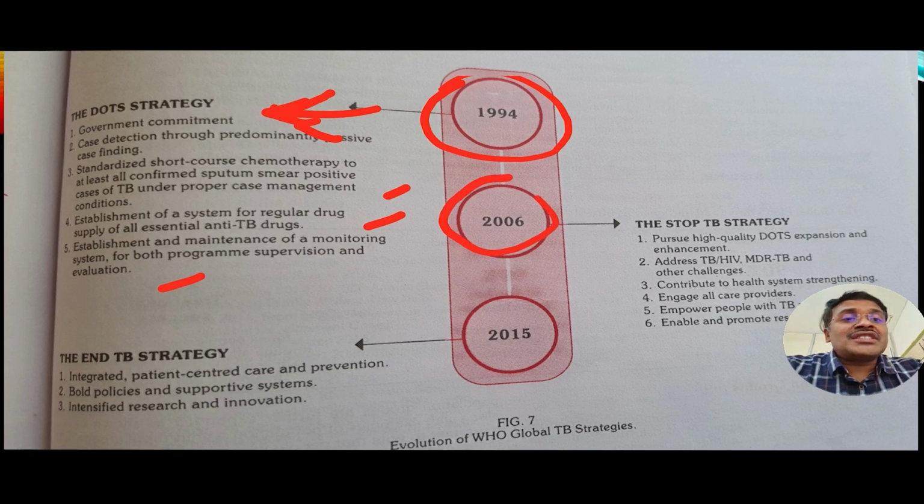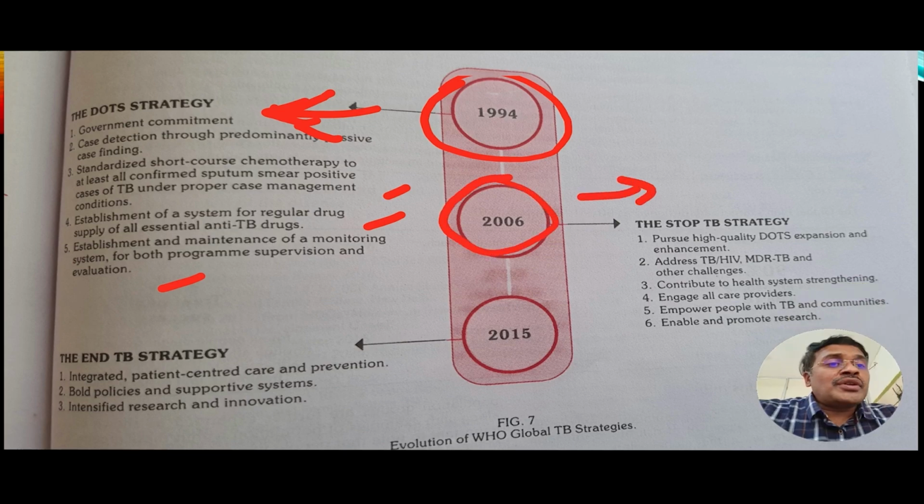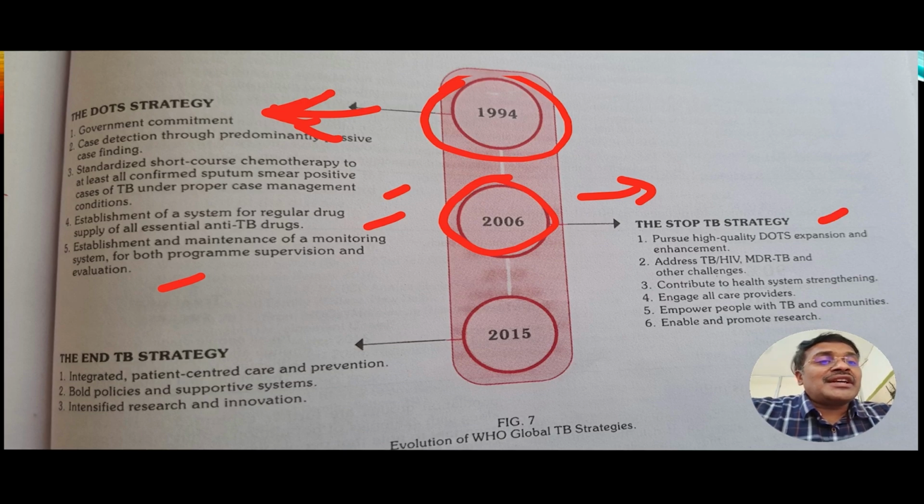Thereafter in 2006 came the Stop Tuberculosis strategy. Pursue high quality DOTS expansion and enhancement. Here the problem of drug resistance came. So address tuberculosis, HIV, multi-drug resistant tuberculosis, then contribute to health system strengthening, engage all providers. Means not only government, the private healthcare providers will also be engaged in this program, because at that time in 2006, the major problem for failure of tuberculosis treatment was that private practitioners were not following the government protocol. So to engage them, the Stop Tuberculosis strategy gave more importance.